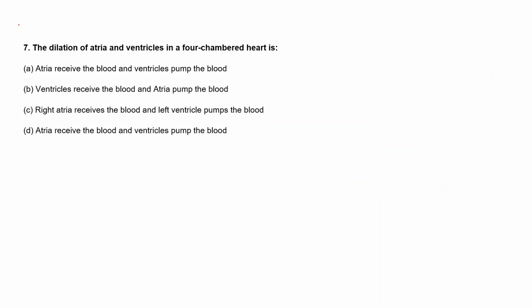Moving to the next question: the dilation of the atria and ventricles in a four-chambered heart is. Option A: the atria receive the blood and the ventricles pump the blood during the dilation. Option B: ventricles receive the blood and atria pump the blood. Option C: right atria receives the blood and the left ventricle pumps the blood. Option D: atria receive the blood and ventricles pump the blood.